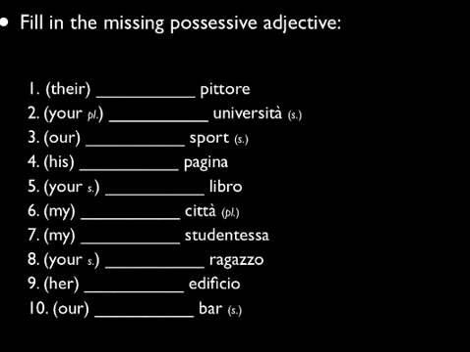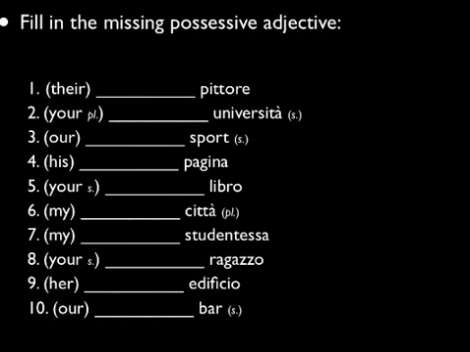All right, let's see if we can put these to work by doing some examples. Be sure to have a pen and paper ready. You're going to need them to write down the examples and the answer. Let's do a couple examples together to be sure you're on the right track. Okay, let's look at number one first of all, pittore. And this exercise wants you to say their. So for some reason you want to say it's their painter. Okay.